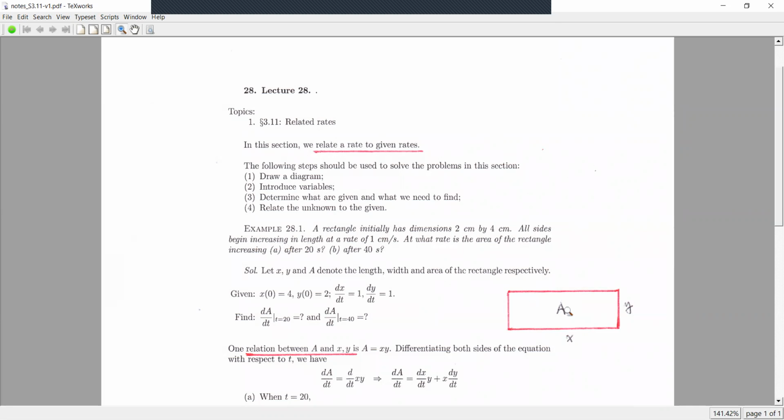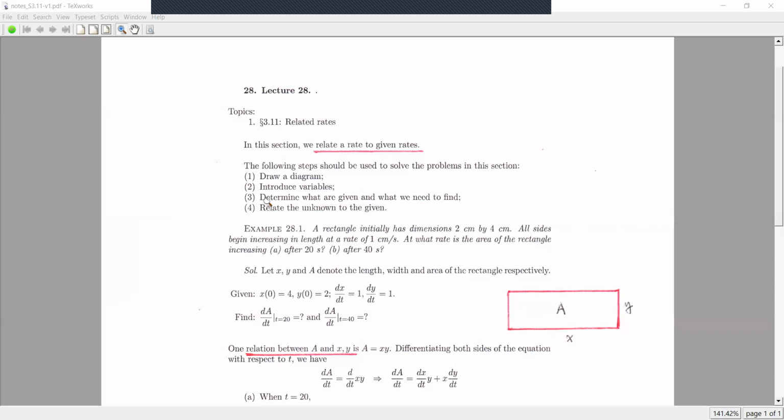Therefore, this rectangle is not fixed. The size of the rectangle is increasing. As a result, x, the length, y, the width, a, the area of the rectangle, all are changing. x, y, and a depend on the time t. Therefore, they are functions of time t.